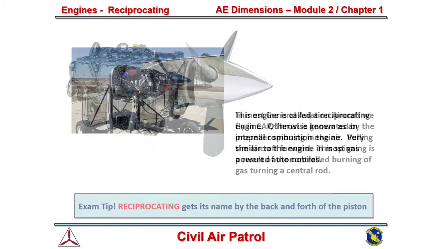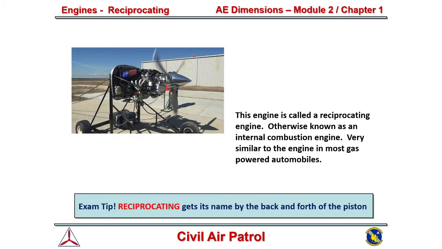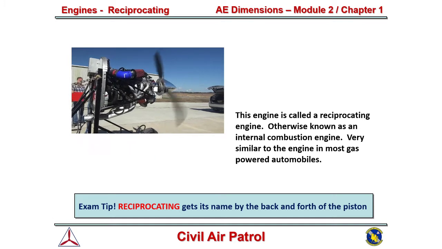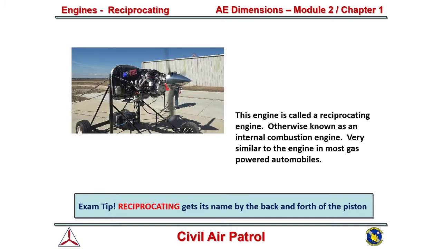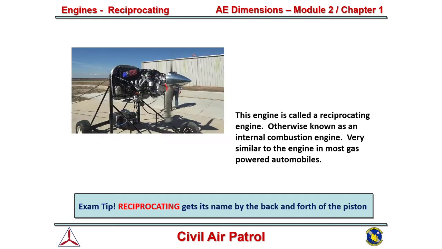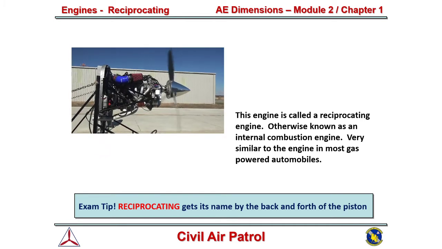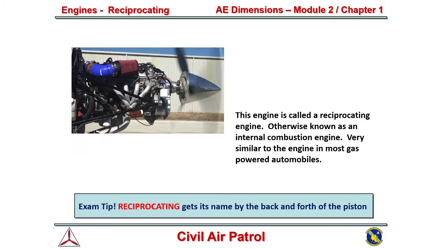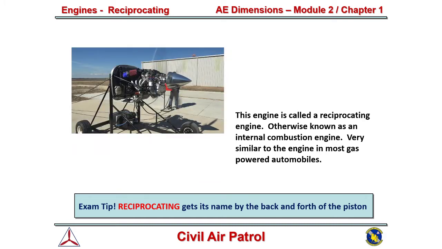All right. Now, the engines that we use are called reciprocating engines, otherwise known as an internal combustion engine. This is very similar to most of the engines that you have in your cars. As an example, this individual starting this engine up here actually has a modified V8 car engine. He was trying to get something to work for an airplane he was building and didn't spend all the money on an airplane engine. I don't know if I would feel comfortable flying in that, but it shows it works.